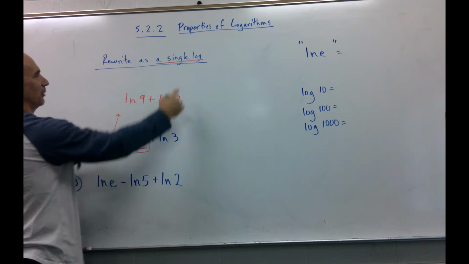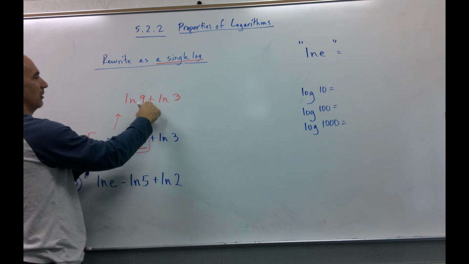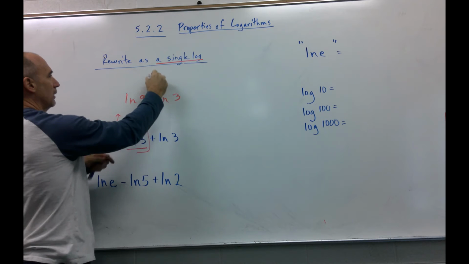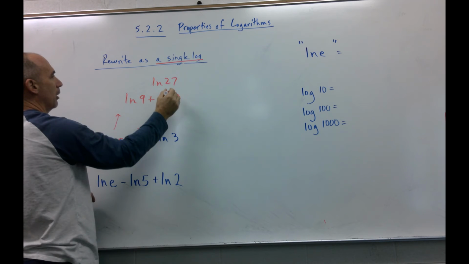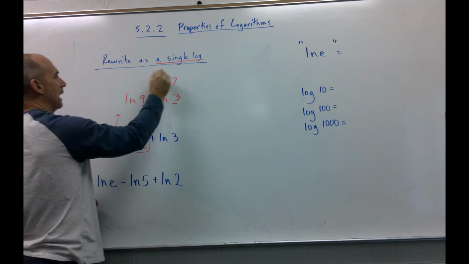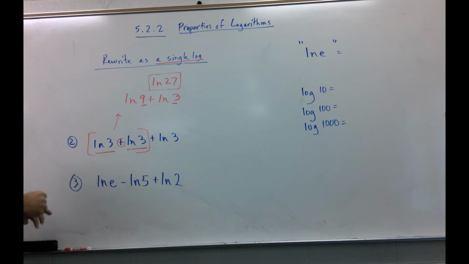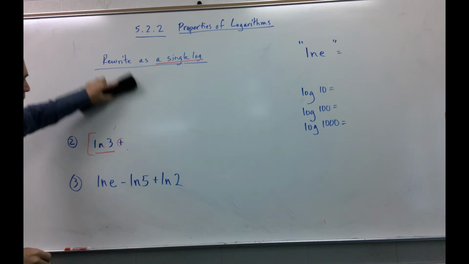Well, I still don't have a single log, so addition means multiply those two things and turn it into one log by multiplying the 3 times the 9. You're done. So let's go on to this one.